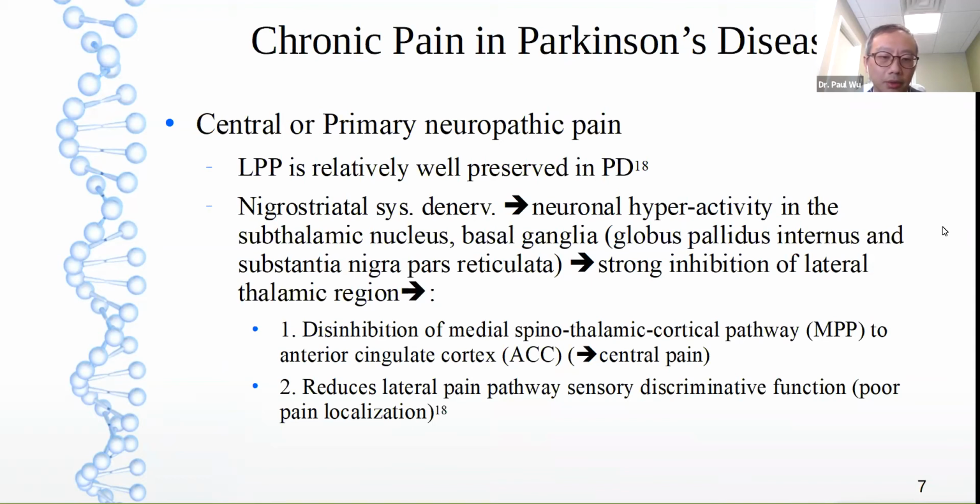Additionally, the hyperactivity of those regions mentioned can also cause reduced lateral pain pathway sensory discriminative function, and that can cause poor pain localization.